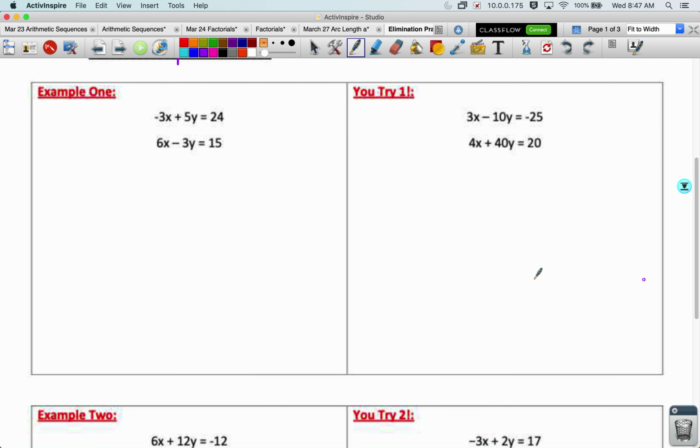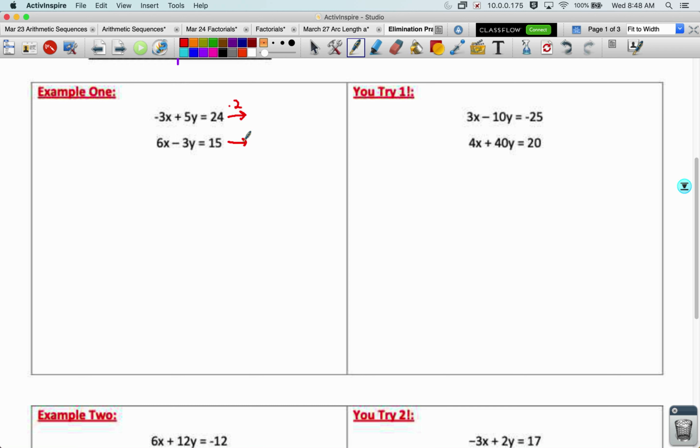Example 1. Do I see a zero pair? Well, it has to be on a matching variable. So the -3 and the 6, nope, that doesn't work. The 5 and the -3, nope, that doesn't work. So we're going to have to do that multiplication. 6 is a multiple of -3. So maybe if I multiply this top equation by 2, I can turn that -3 into a -6, and then it'll be the zero pair of this 6.